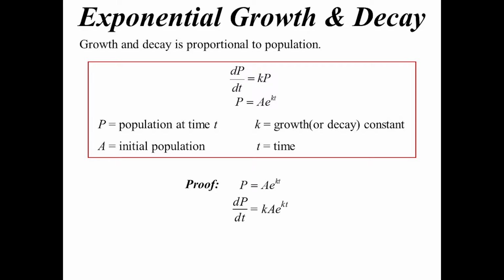There's P. Differentiate it, we get kAe^(kt). But Ae^(kt) is P. So there we go. dP/dt is equal to some constant times the population. Okay, so let's have a look at this example.